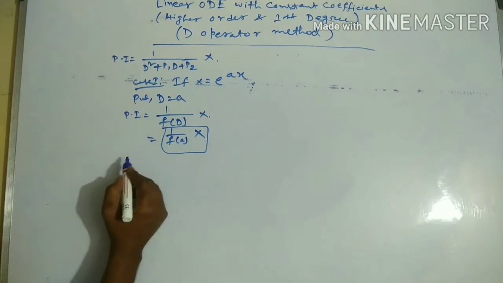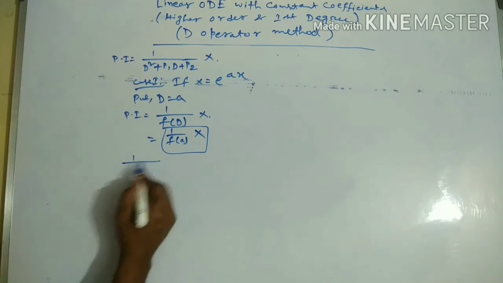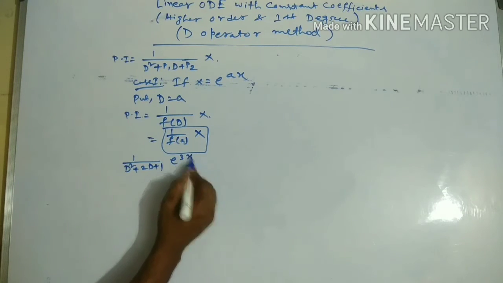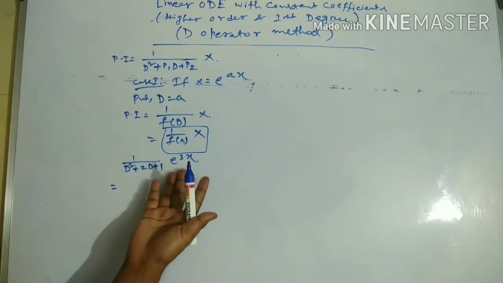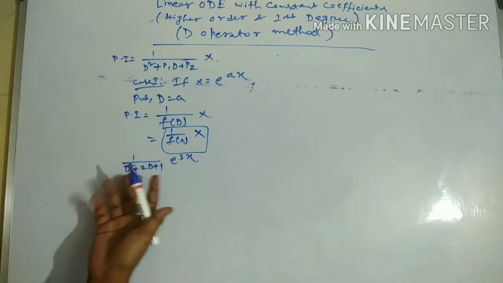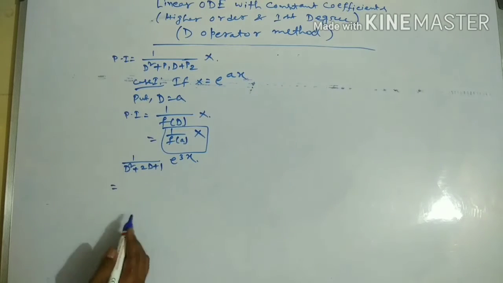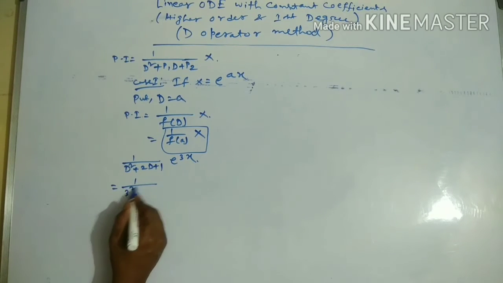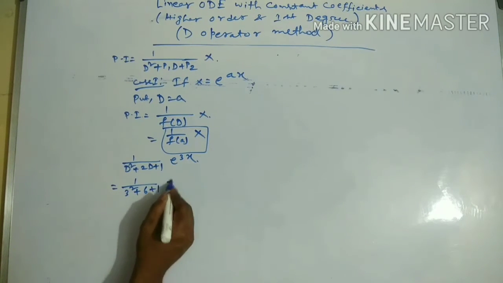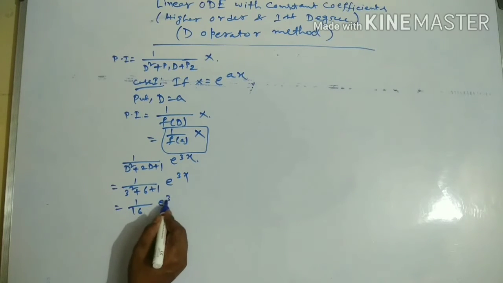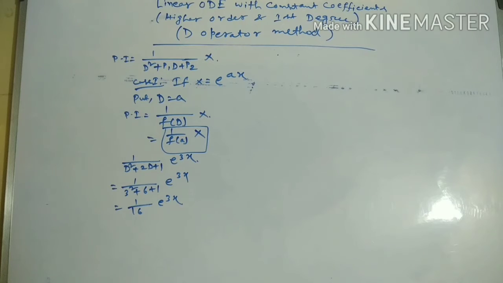I am showing an example. Suppose 1 by D square plus 2D plus 1 operating on e to the power 3x. Since this is an exponential function, we will put D equal to 3. Here a equals 3, the coefficient of x. So 1 by 3 square plus 6 plus 1 into e to the power 3x, that is 1 by 16 e to the power 3x. This is the particular integral.